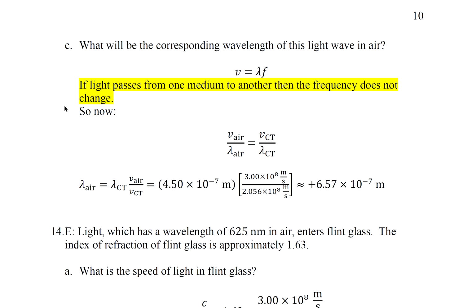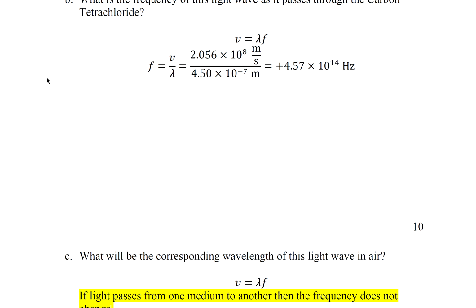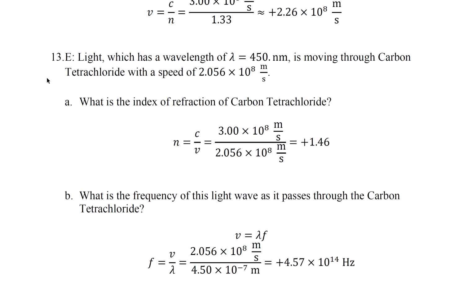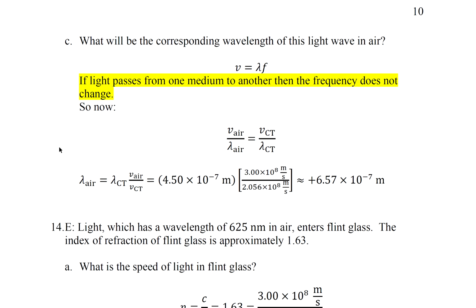Part C, what would be the corresponding wavelength of this light wave in air? So if light passes from one medium to another medium, then the frequency does not change. So it's going to be traveling from carbon tetrachloride to air. So we could say f1 equals f2. So v1 over lambda 1 equals v2 over lambda 2, and just solve for lambda air.